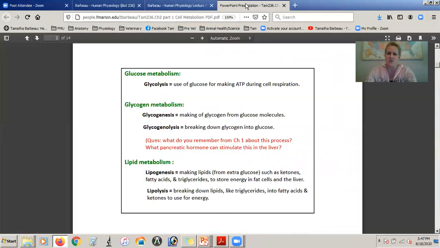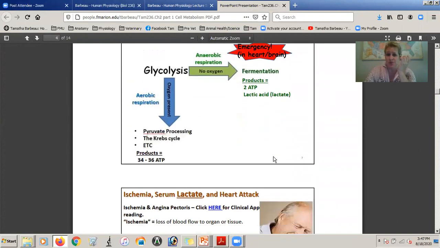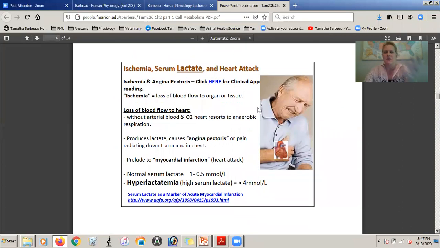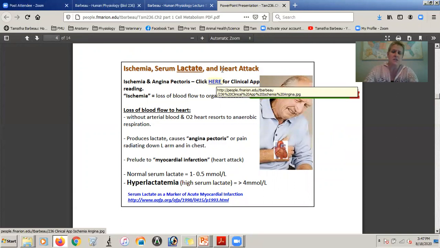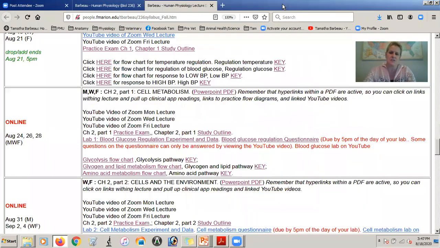All right, let's get back to the PowerPoint presentation now that it's loaded. Okay, let's find a link to something. Oh, look at that. When I talk about lactic acid and heart attack, click here for a clinical app reading. While I'm looking at this PDF, I can click on it. Boom, there comes the reading on ischemia, and myocardial ischemia is loss of blood flow to the heart. So these links are active in the PDF while you're looking at it online. So please look at those links.